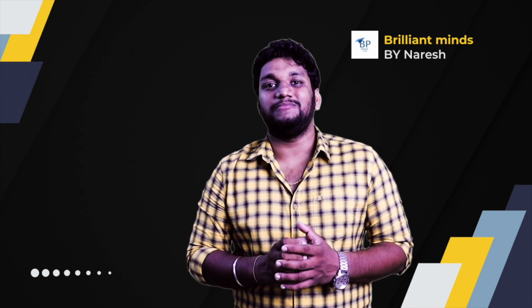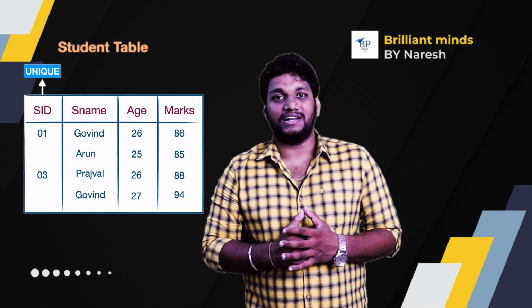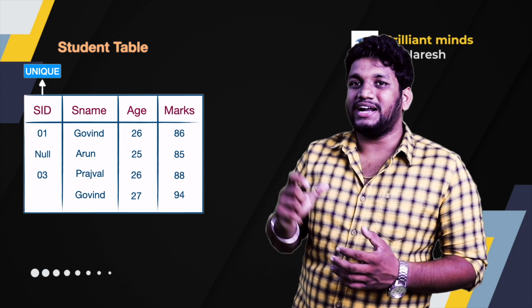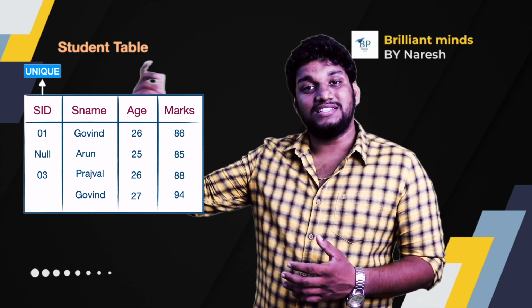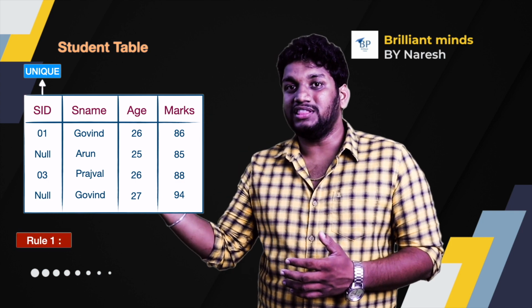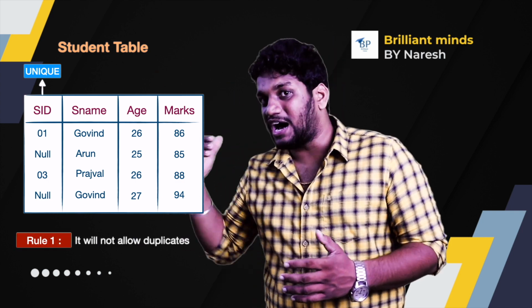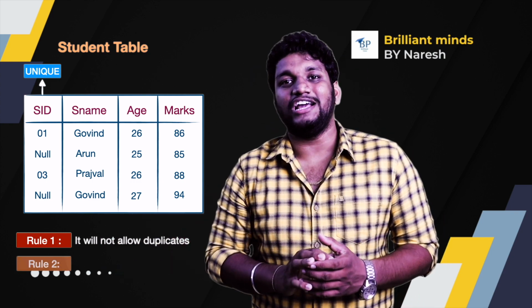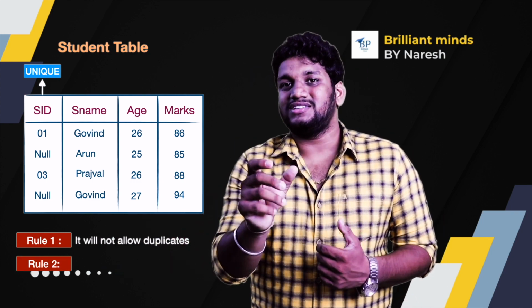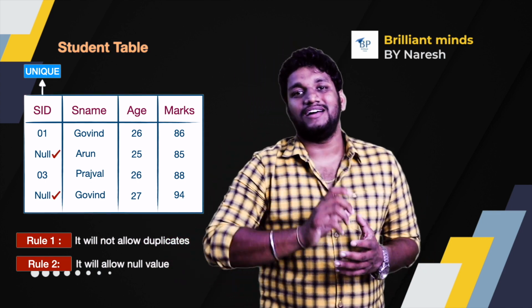Null values are nothing but empty data, which means it will allow the empty data. Suppose for student ID I am using it, it is allowing the null values. Then what will happen? For Govind, if I am not giving any ID also, it will take. For Arun, if I am not giving any ID also, it will take. This is unique constraint. Here null values are allowed.